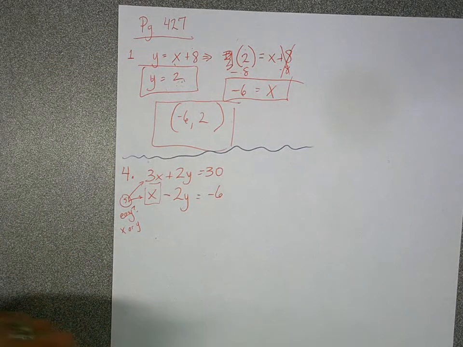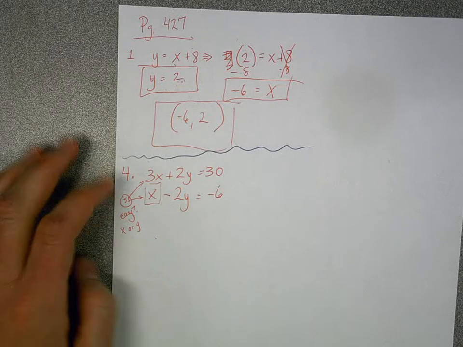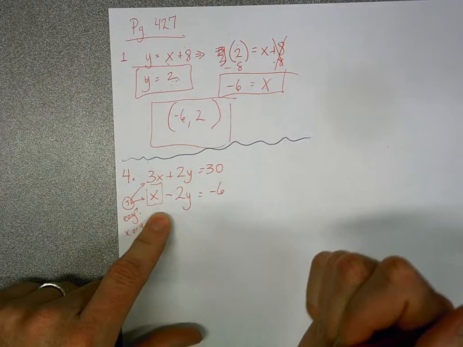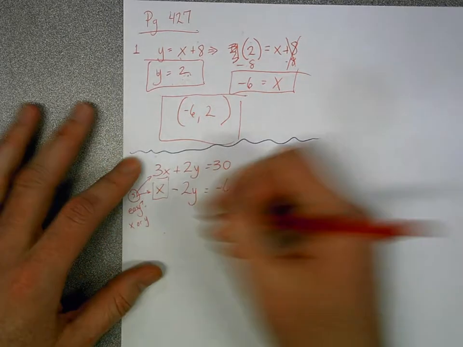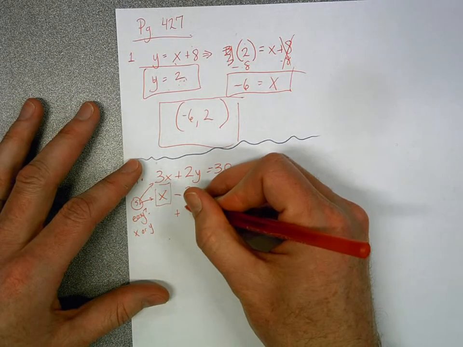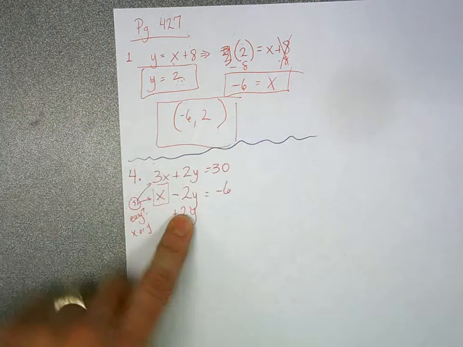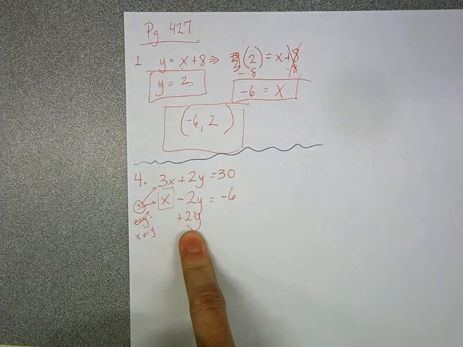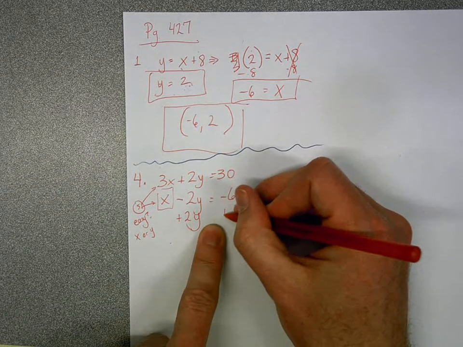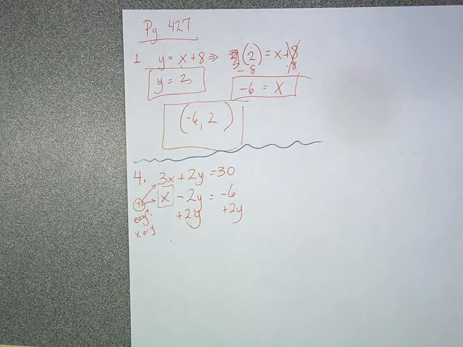Might as well make it easy on myself. There's no fractions involved, nothing like that. So here's what I'm going to do. I'm going to find the easy one, and I'm going to isolate the one variable. So to be able to do that, I take my term and do the opposite, the inverse. In this case, a negative 2y, I'm going to add 2y. Whatever I do on one side of the equal sign, I do on the other.